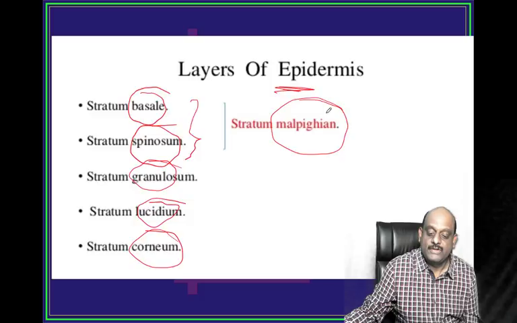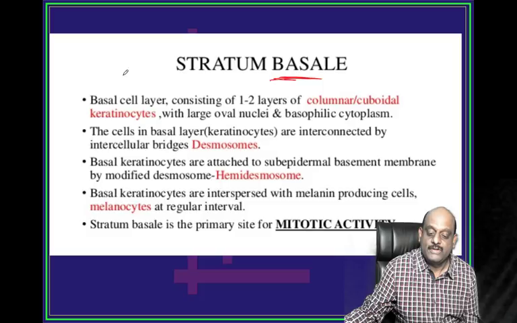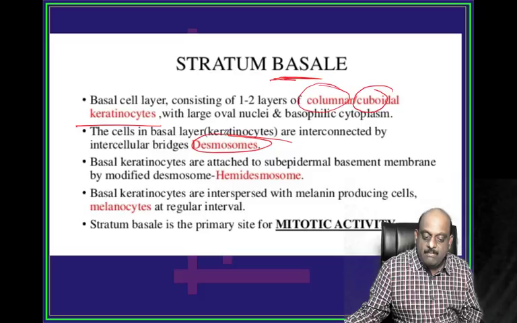Now, say two or three things about basale. Basale has columnar or cuboidal keratinocytes. Basale has desmosomes, where the cells in the basal layer, that is these keratinocytes, are all interconnected by the intercellular bridges called desmosomes. And these basal keratinocytes are attached to the subepidermal basement membrane with a modified desmosome, that is hemidesmosome. The basal keratinocytes are interspersed with melanin producing melanocytes in the stratum basale. Stratum basale is the primary site of multiplication. All the mitotic activity happens in basale.